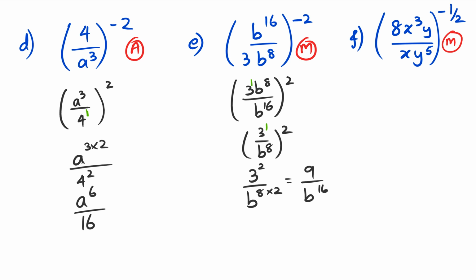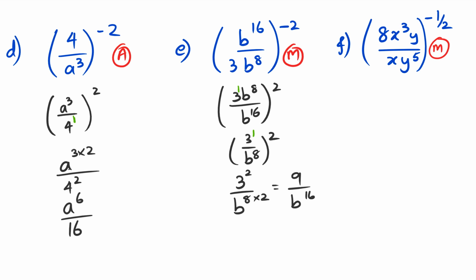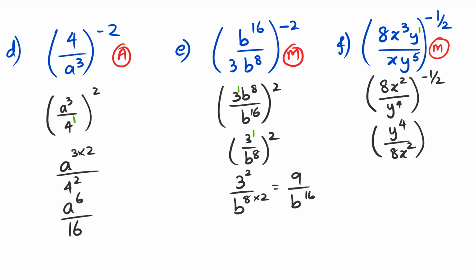Okay, looking at question F, same procedures. But I might actually do all the fractions first before I flip the fraction around. At the moment, I've got 3 x's in the numerator and 1 x in the denominator, which means this could be written as x squared. As for the y, I've got 1 y in the numerator, 5 y's in the denominator, so that could be written as y to the power of 4. And all of that is to the power of negative half. Now, to get rid of that negative power, flip the fraction. I'm going to get y to the power of 4 over 8x squared, and then that's to the power of half.